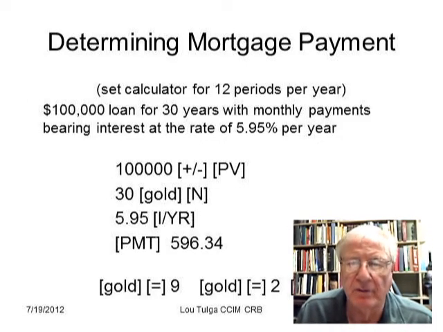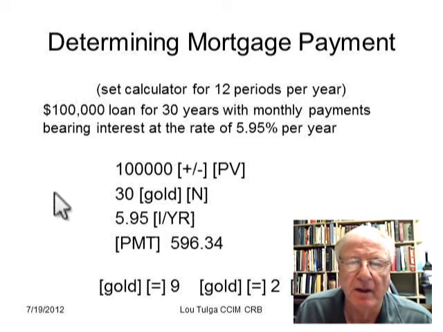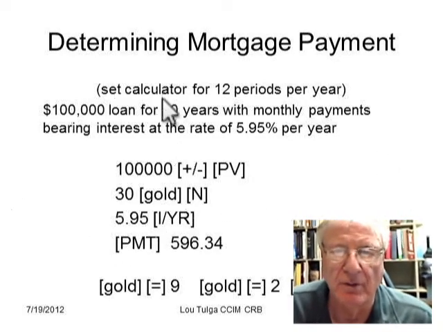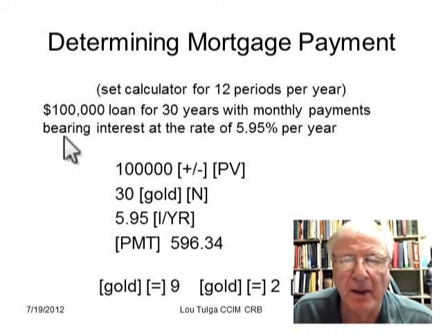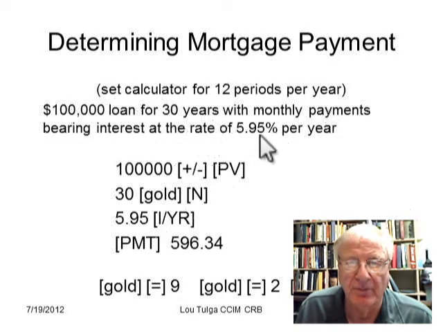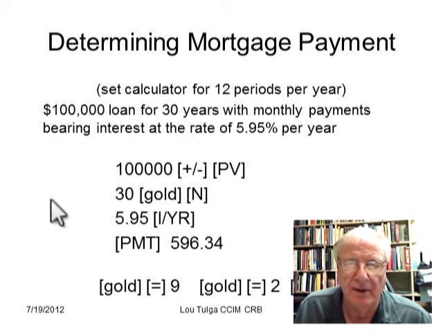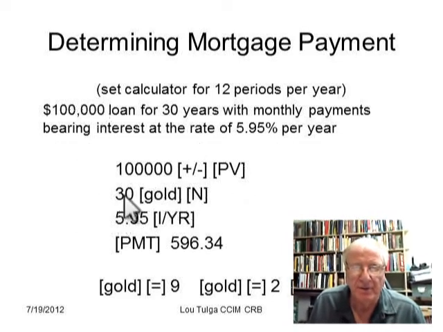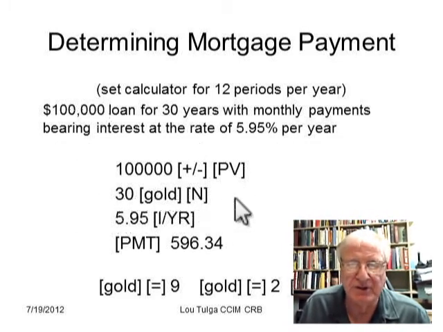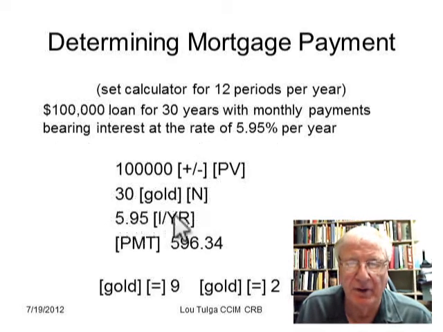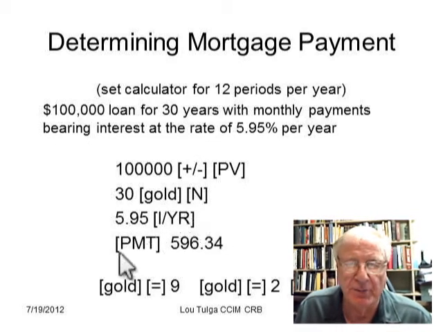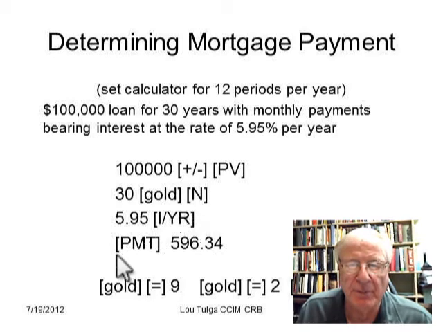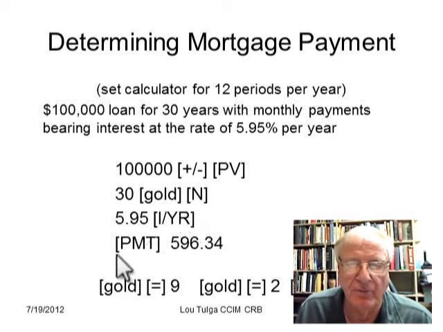Then if you come over to a class problem, you have a $100,000 loan for 30 years with monthly pay, bearing annual interest at the rate of 5.95. The keystrokes going in are 100,000 for the present value, the 30 gold key in, that'll show 360 on the display, 5.95 interest rate per year. You solve for the payment, it's 596.34.